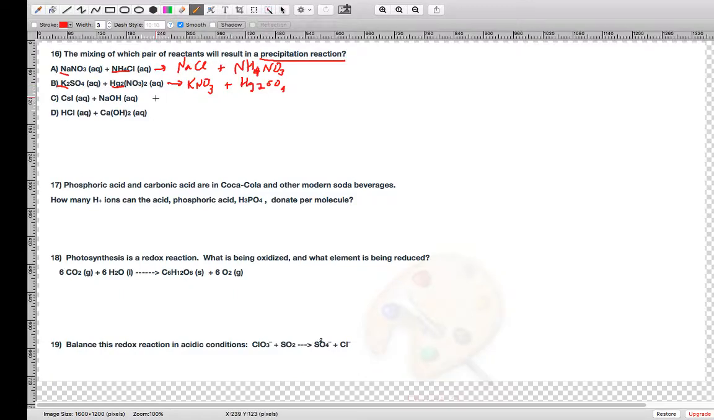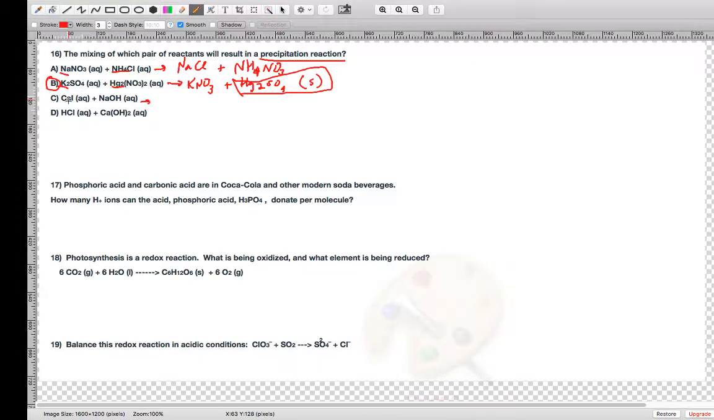This Hg2 is mercury 1. It is a less common form of mercury than mercury 2, I think. But this is going to form a solid, so that means this is the correct answer. Let me see if there are any better answers than that, because I did have some uncertainty with this. I believe this forms a solid, so I believe this is the precipitation reaction. But what about this one?